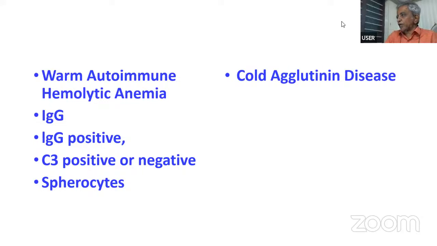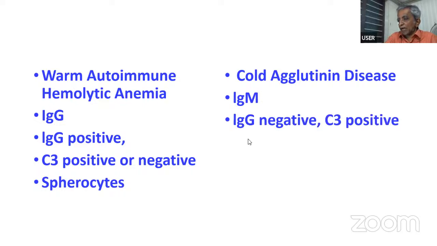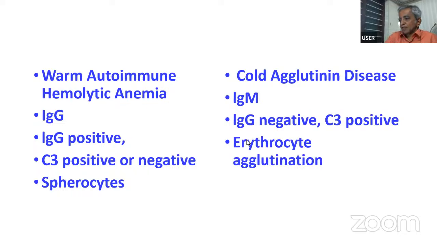Now come to cold agglutinin disease. Cold agglutinin, on the other hand, is not IgG, it is IgM. That you should remember. IgG will be negative if you test with the IgG antiserum, but C3 will be positive. Another feature peculiar to cold agglutinin disease is erythrocyte autoagglutination. If you take a smear, you find a lot of agglutination in the peripheral smear, which is clinically in favor of cold agglutinin disease.